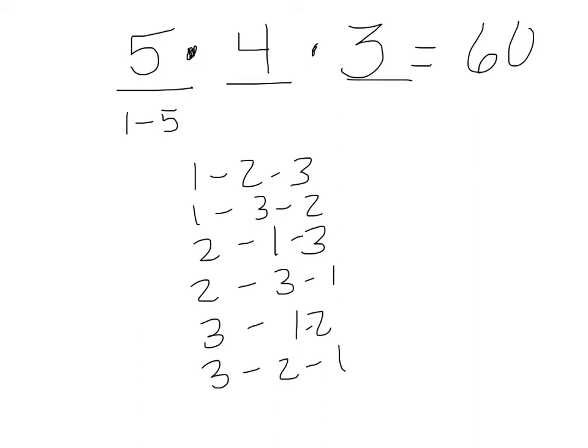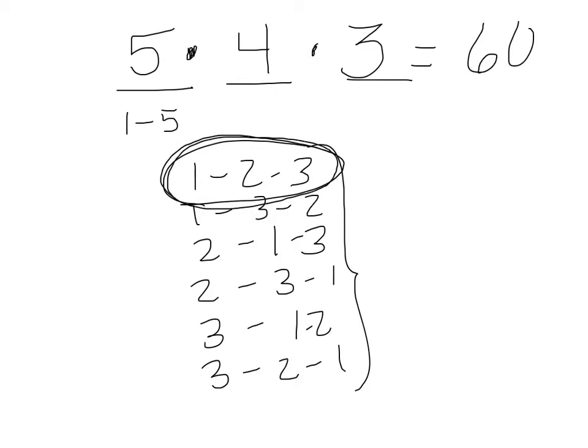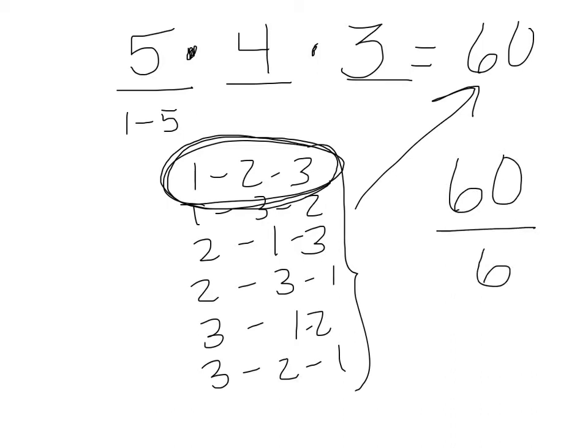So what we know is for each time we have a set of 3, it's going to be listed 6 different times. Each time we have a set of 3 numbers. So 1, 2, 3 is going to be listed 6 different ways in this 60. So if we were to divide 60 by those 6 extra ways, we get the 10 that we saw on the previous slide.